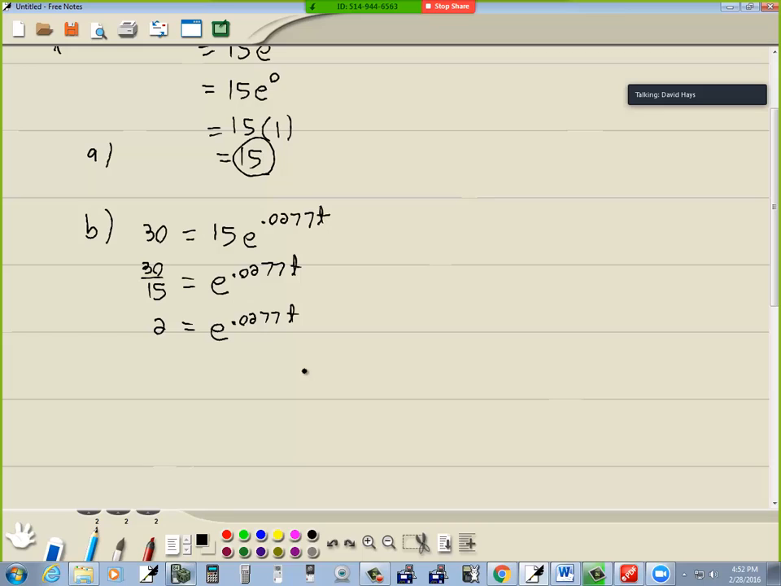Now our second step in solving the exponential equation is to take natural log of both sides. So we got natural log of 2 is equal to natural log of e to the 0.0277t. Now remember, natural log and e cancel each other, so that's 0.0277t. And then we'll divide both sides by 0.0277. So natural log of 2 divided by 0.0277 is going to give us our time. I won't actually plug that into the calculator, but that'll give you how long it will take before it doubles.